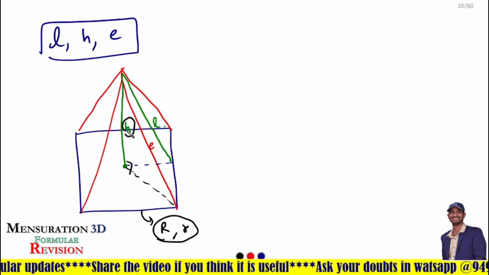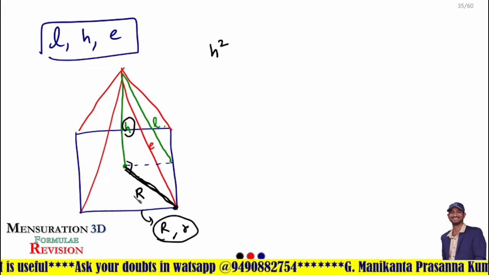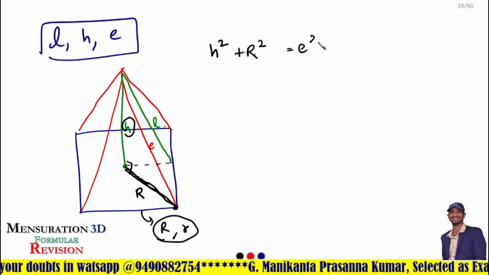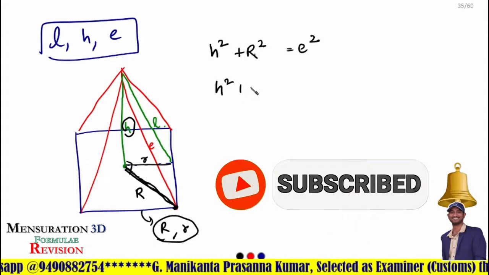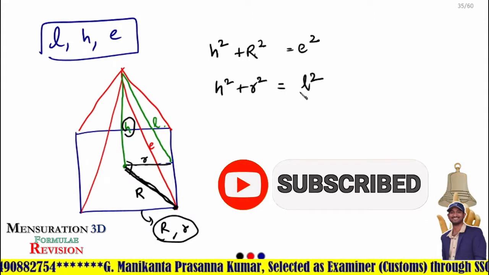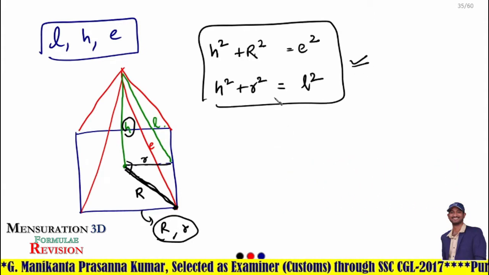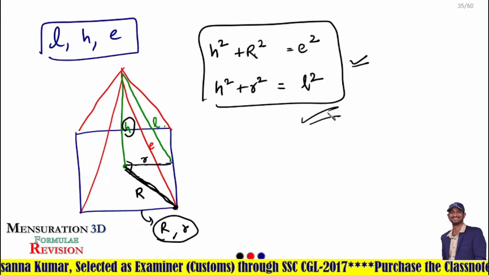Then H square plus R square equal to E square, where this is the circumradius. This is the circumradius of the base polygon, because the center of the base polygon to the vertex is capital R. And this is the inradius small r: H square plus small r square equal to L square. These two relations are very, very important when you have H and E and you have to find the slant height. These are the formulas.